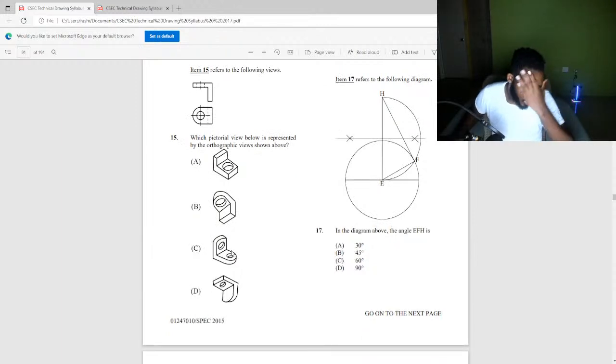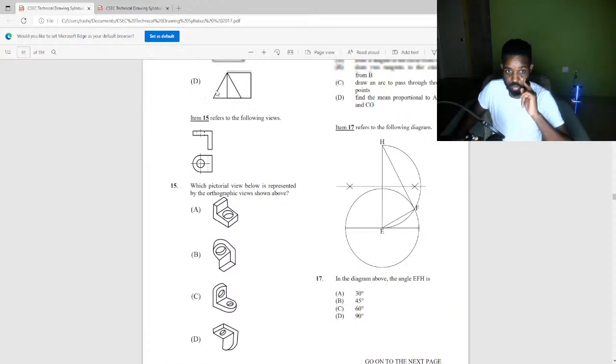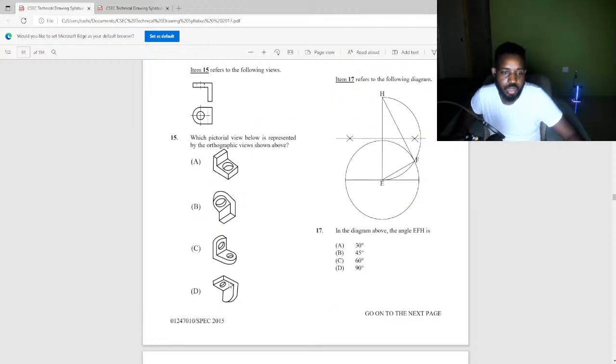Number 15 says here, which pictorial view below is represented by the orthographic views shown above? These are the orthographic views. With these being the orthographic views, which would be the isometric view of this? Let's think about it. There is a hole down here in the base, and there is no hole in the side in this part. So it can't be the one with two holes because this only has one hole.